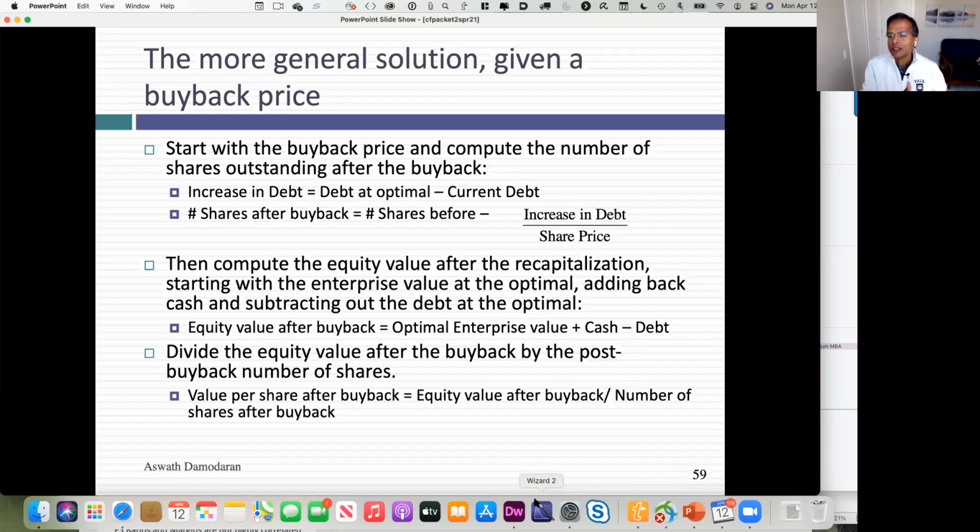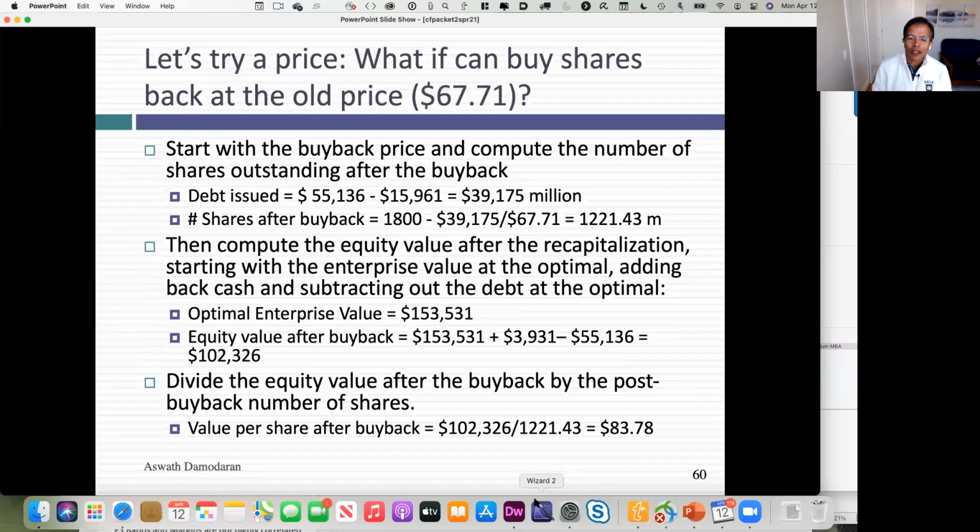And that $10.90 will then become your break even as to which side wins and which side loses. I know it sounds incredibly abstract. So let's take this extreme scenario. Let's assume I was able to buy shares back at $67.71.